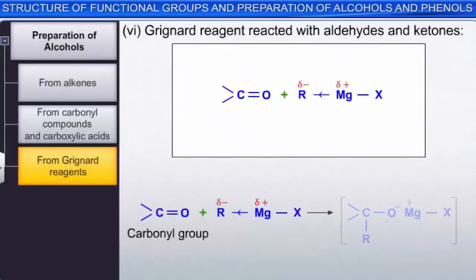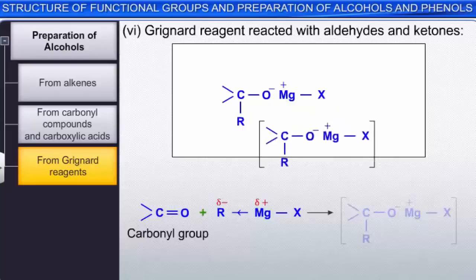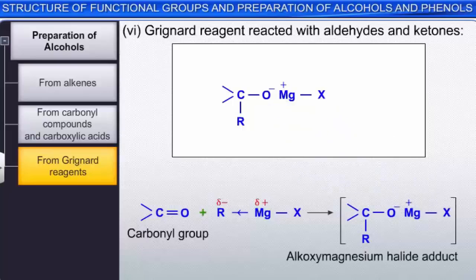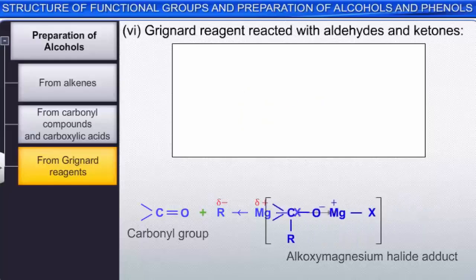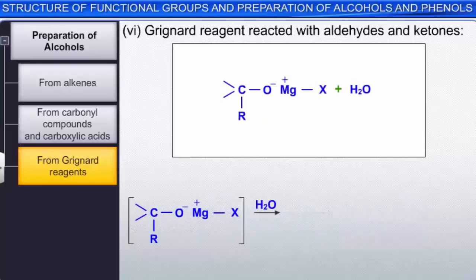Grignard reagents provide a sixth route for preparing alcohols. Grignard reagents can be reacted with aldehydes and ketones to make alcohols in a two-step process. The first step involves nucleophilic addition of the Grignard reagent to the carbonyl group to form a magnesium halide adduct. Then the adduct is hydrolyzed to form an alcohol.